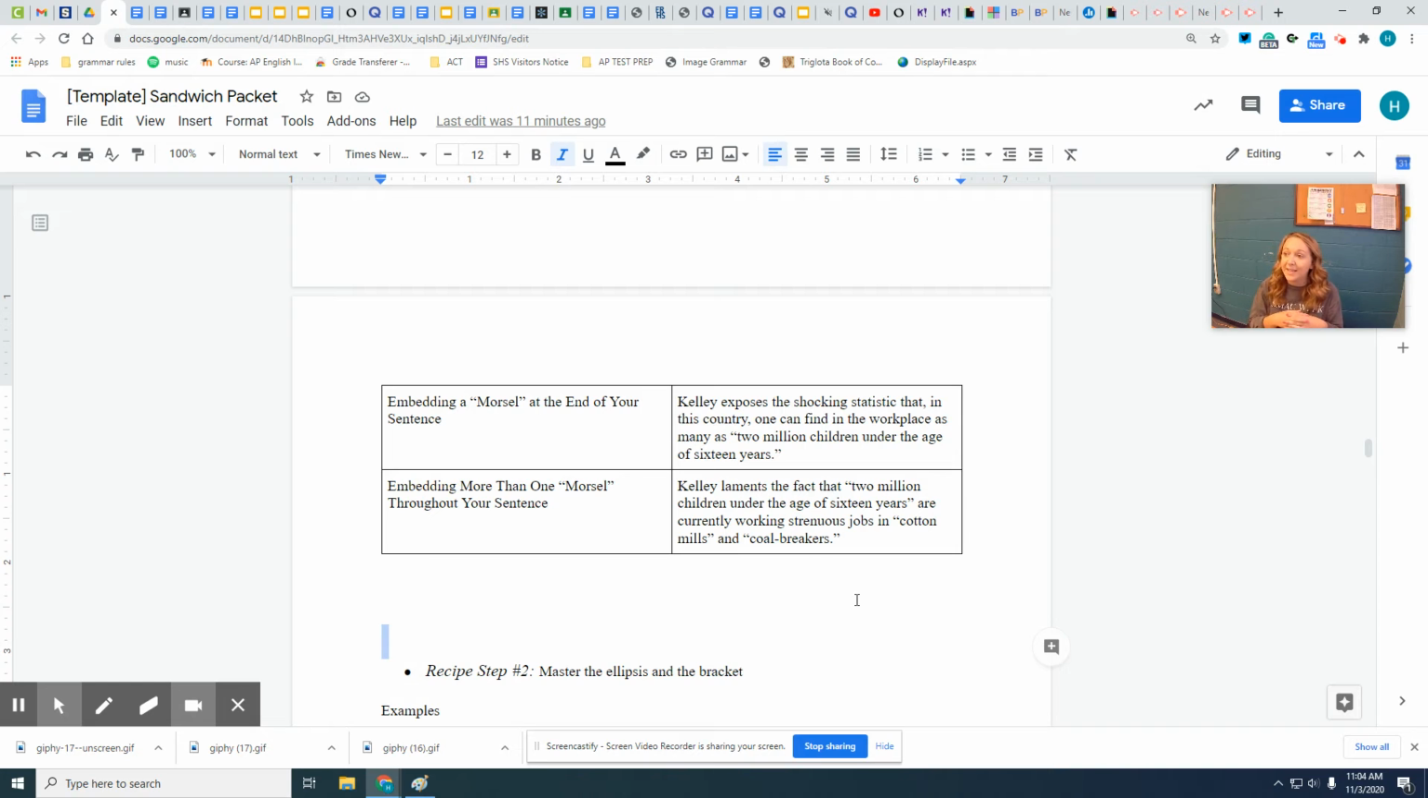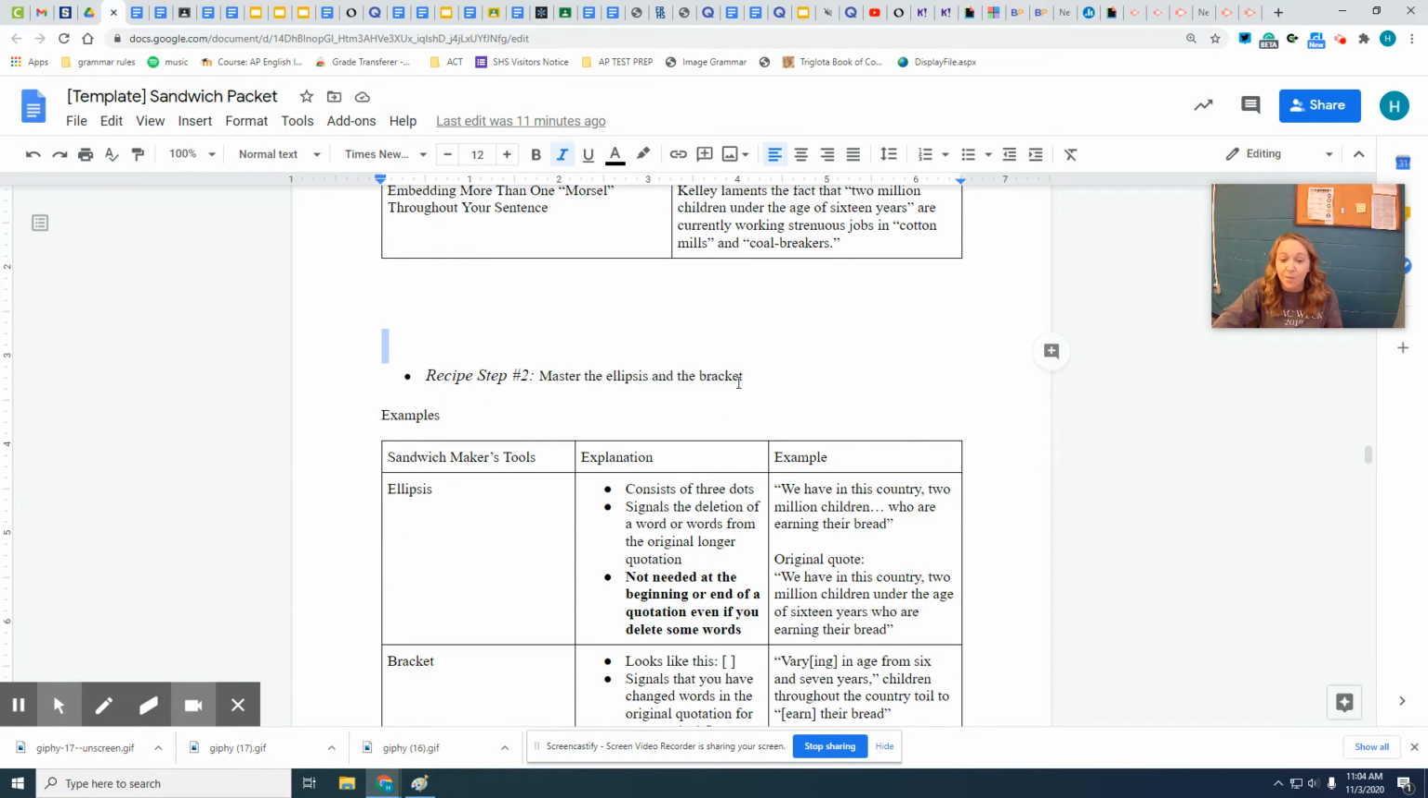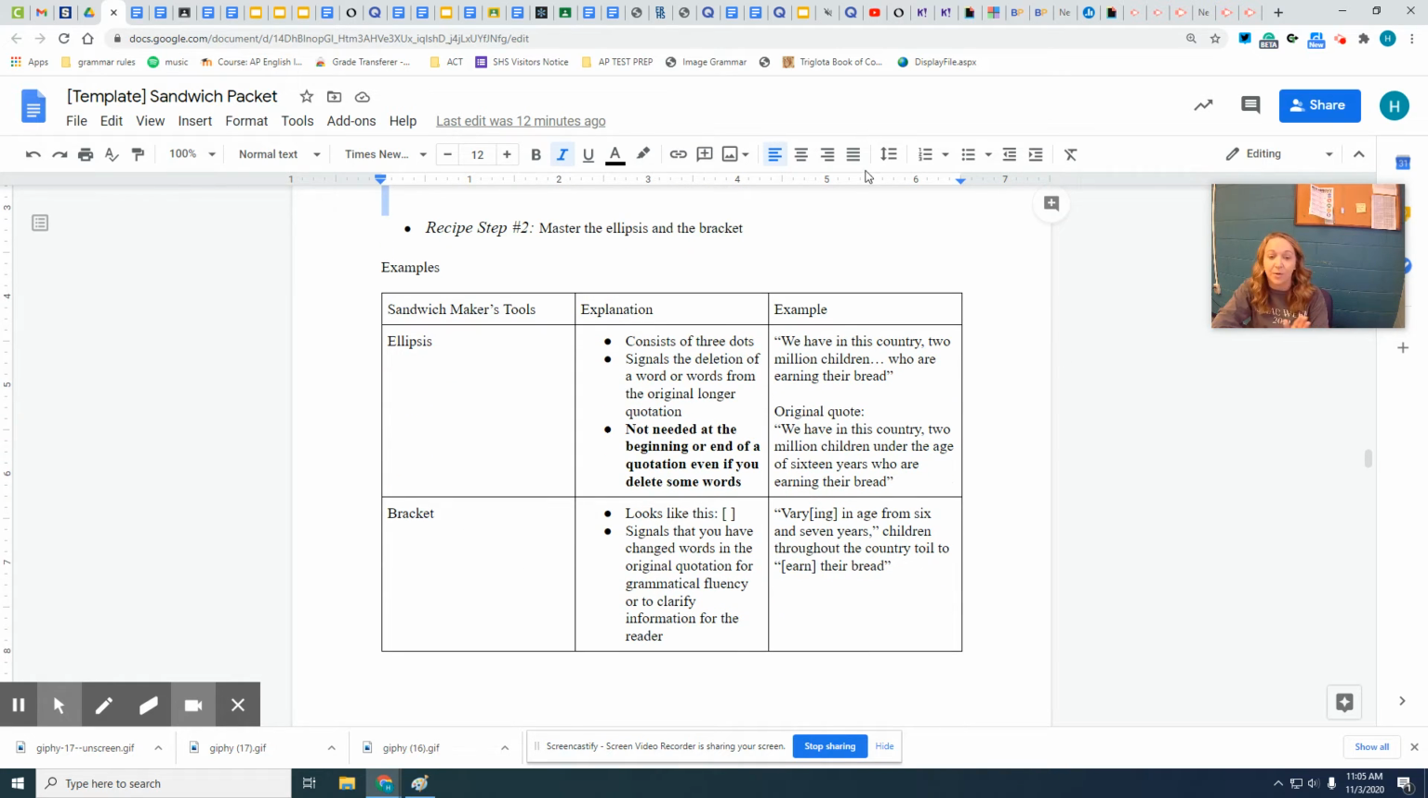if you want to work it so that it's grammatically correct in your sentences, you need to go ahead and do an ellipses or a bracket. So this table is going to work your way through how to do an ellipses or a bracket if you need. An ellipses is these 3 dots right here, and it means that I have deleted some of the words in this quote because they were unnecessary or because I was trying to make it short. They are not needed at the beginning or the end of a quote.